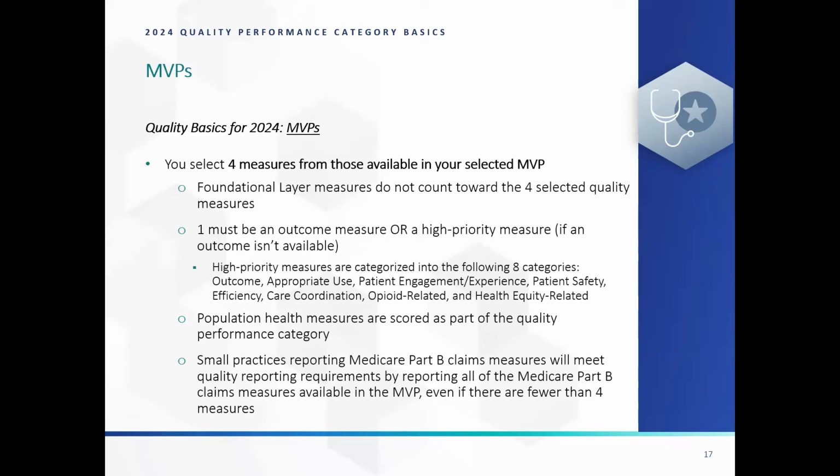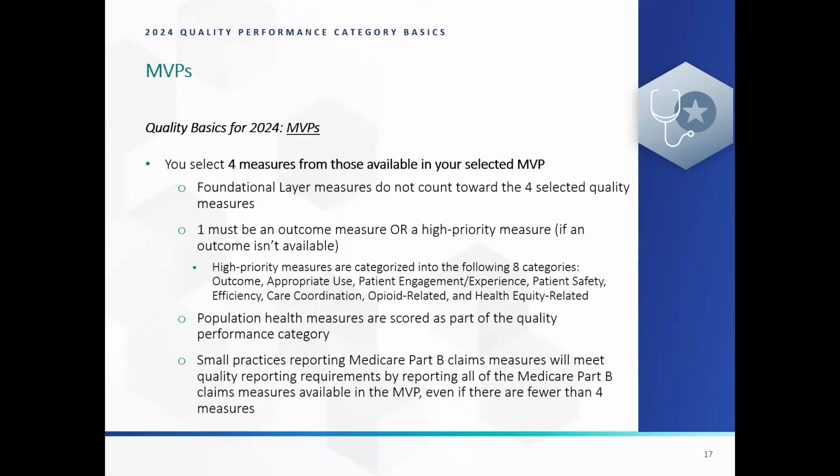So under an MVP, you're required to select 4 measures from those available in your selected MVP. I just want to note that foundational layer measures do not count towards the 4 selected quality measures. One measure must be an outcome measure or a high priority measure if an outcome measure is not available. High priority measures are categorized into the following 8 categories: outcome, appropriate use, patient engagement experience, patient safety, efficiency, care coordination, opioid-related, and health equity-related.